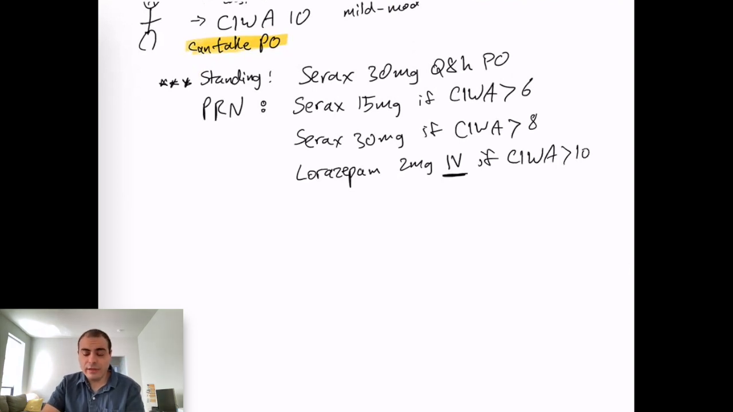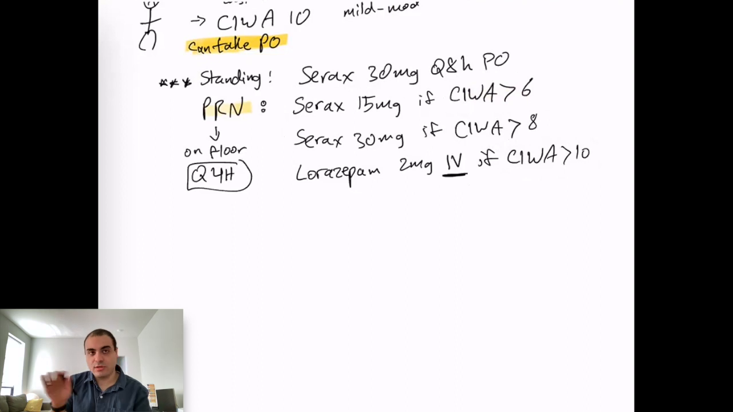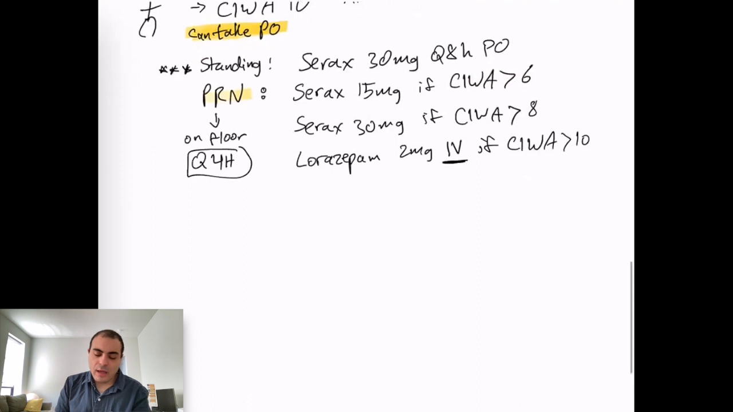So now what you did here is that you gave the patient PRN doses depending on the CIWA. And the higher the CIWA goes, the bigger the gun that you're using to try to control it. Usually on the floor, you can do this Q4 hours at most. If you want to do something more than Q4 hours, then you can't do it on the floor. You have to send them to the ICU or step down.